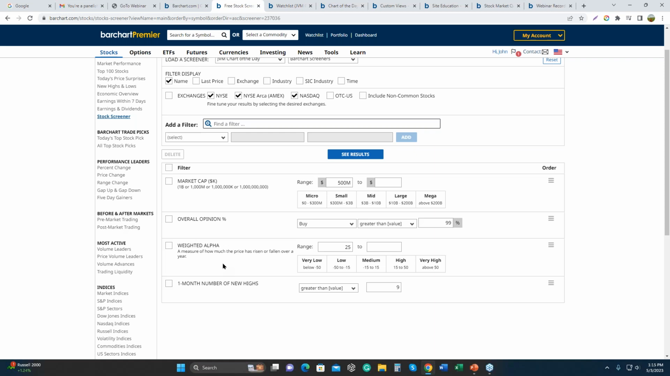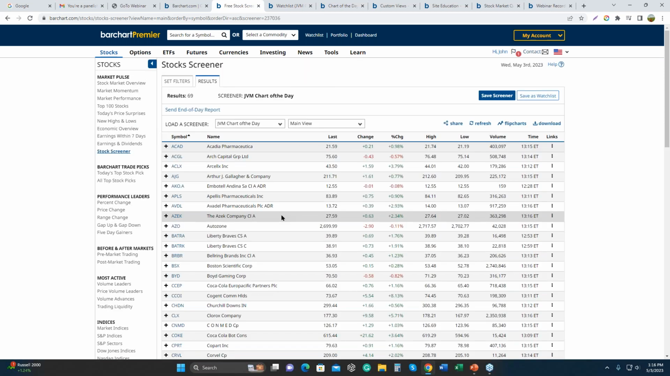There are normally 20 trading days in a month. So I want to pick the 1 month number of new highs greater than 9. So that's 10 to 20. I'm picking stocks that have moved up 50% of the trading days in the last month. Again, if there are 20 trading days in a month, you're looking for a stock that's got 9 or 10 new highs in a month. You're basically looking for a stock that is literally making a new high every other day over the past month. Correct.